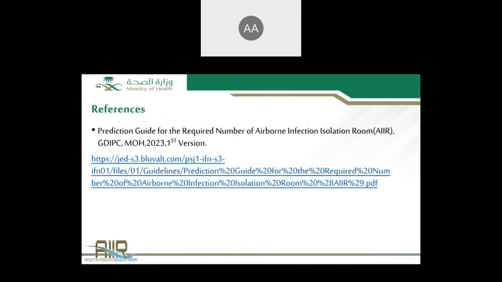This is our reference: the prediction guide for the required number of airborne infection isolation rooms. It's from the GDIPC, Ministry of Health, for the year 2023, the first version. You can visit this link on the General Directorate of Infection Prevention and Control website, where we find all the guidelines. Previous slides are also our references. And the standards are updated frequently.